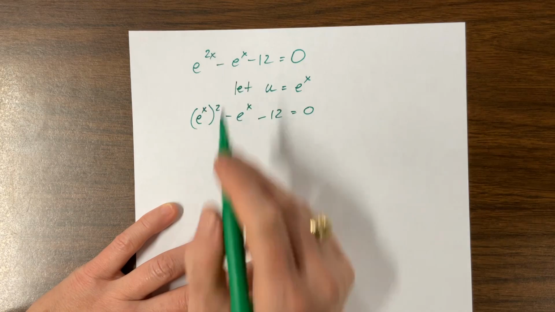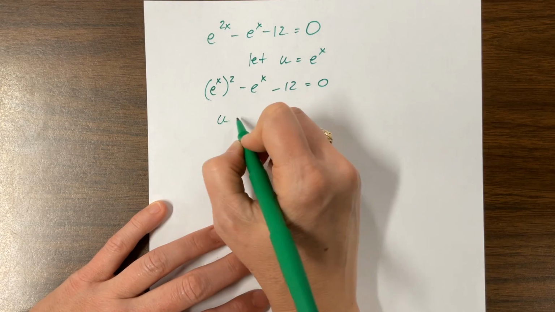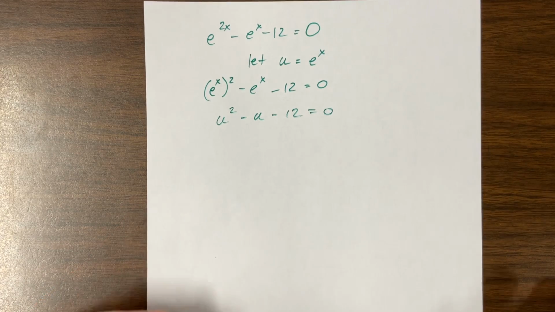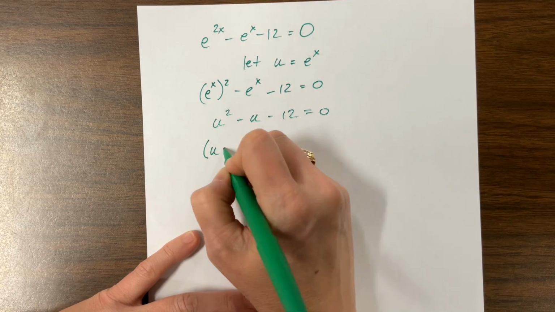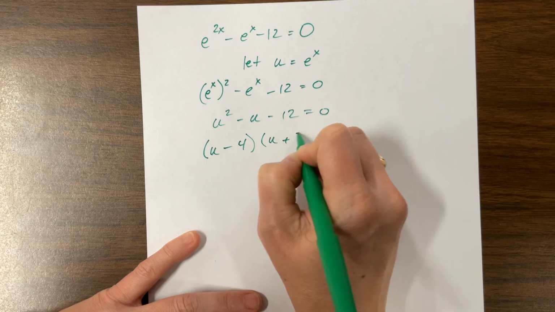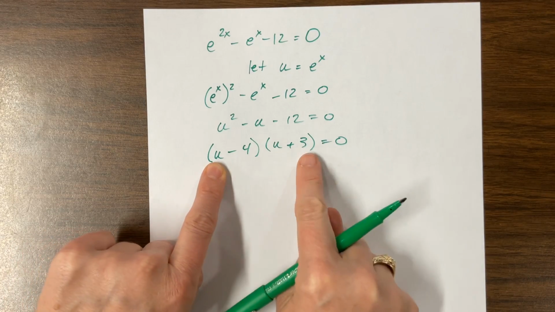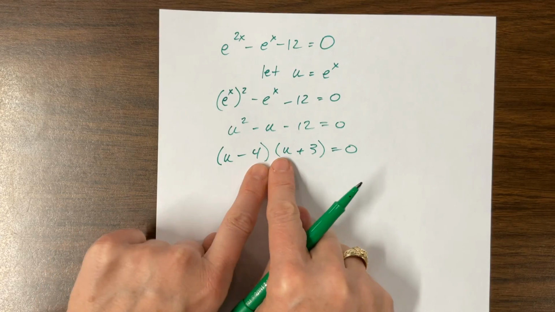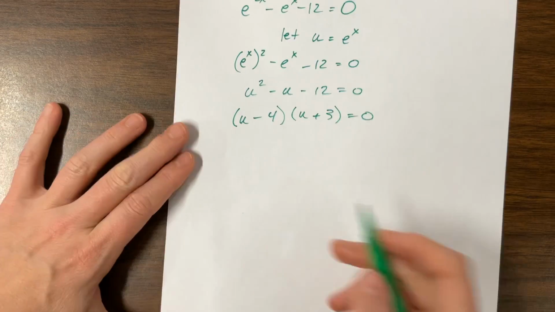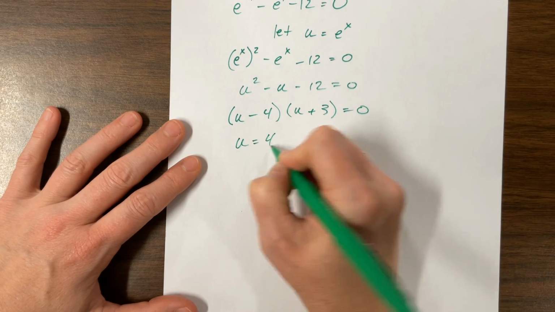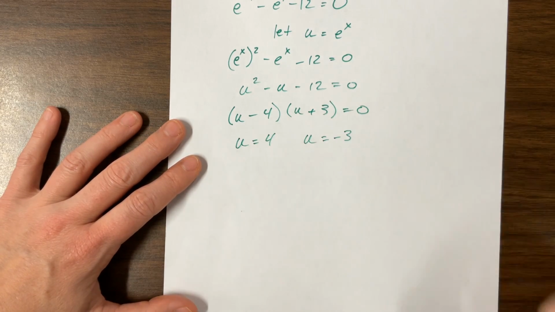So power to power, you multiply. And so I could rewrite this as u squared minus u minus 12. And now all of a sudden we're back in algebra 1. Okay, so then I have u, and I need a negative 4, and I have u and a positive 3. I double checked: u squared, a positive 3u, a negative 4u gives me a negative u, and that's 12. Yeah, negative 12. Okay, so u equals 4, or u, not me, equals negative 3.